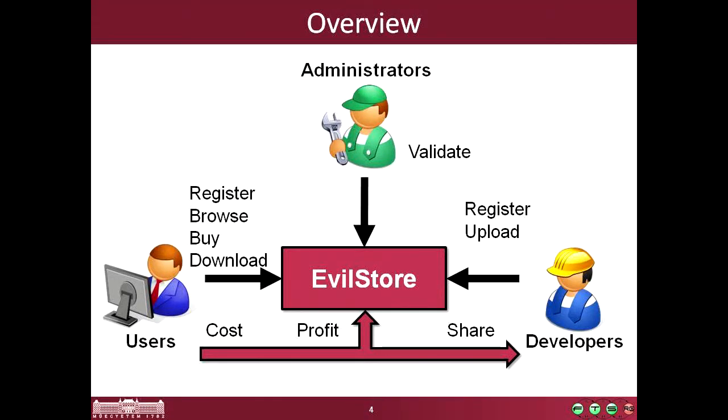The goal was to create a system where third-party developers can register and publish their applications. The uploaded applications undergo a serious quality assurance process, which contains both automated and manual validation techniques executed by the administrators of the EvilStore. Users also can register to the system and browse the validated applications. If a favorable offer is found, it can be bought and later downloaded. The cost of the product is subtracted from the account of the customer and transferred to the account of the Evil system and the developer.